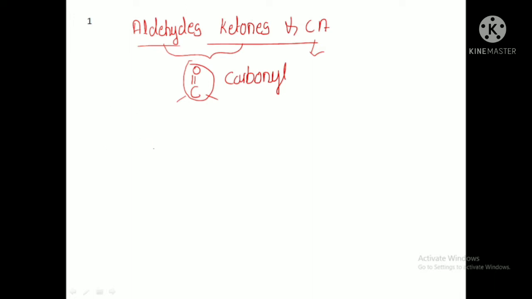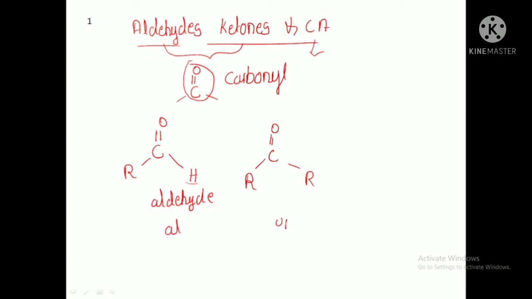See, if I place one R alkyl group, where R represents an alkyl group, and one hydrogen, I'll get an aldehyde. Or if I replace this hydrogen by any other alkyl group, I'll get a ketone. So both aldehydes and ketones contain the same functional group. For IUPAC nomenclature, the suffix -al is used for aldehydes, and the suffix -one is used for ketones.